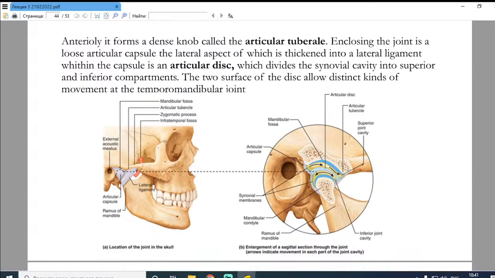This is the capsule. Synovial membrane. This is the synovial cavity. Mandibular fossa. You see the mandibular condyle. The inferior joint cavity. Capsule.